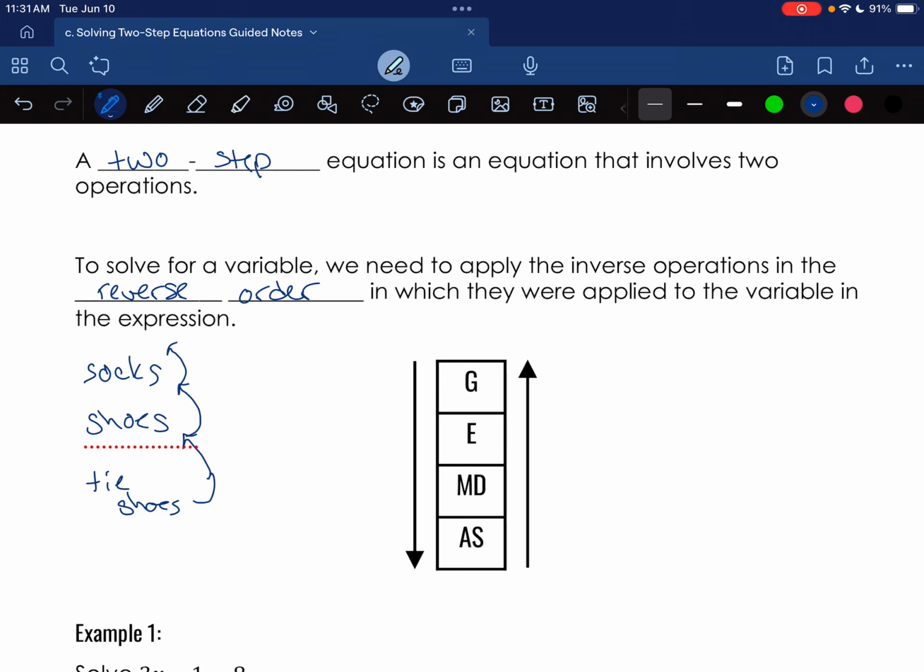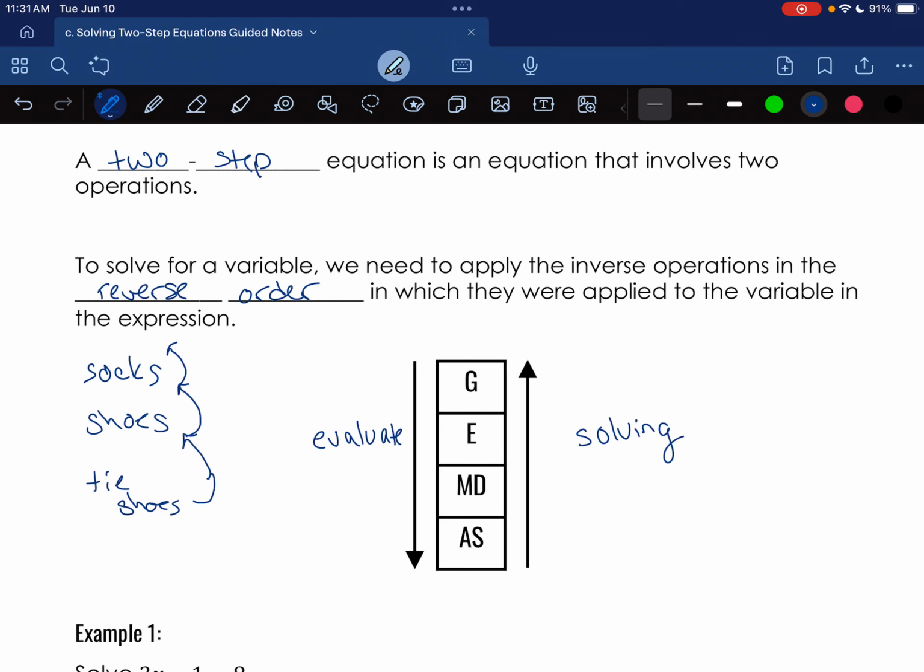So I have this handy little visual here. Here's our friend GEMDAS, again, the order of operations. So we go top to bottom, right? Grouping symbols, exponents, multiplication, division, addition, and subtraction, when we are evaluating an expression. But when we are solving, we're going to go the opposite direction. So I'm going to get rid of addition and subtraction first, then multiplication and division, then exponents, and then grouping symbols, in that order.